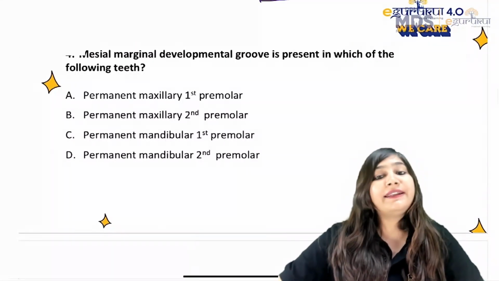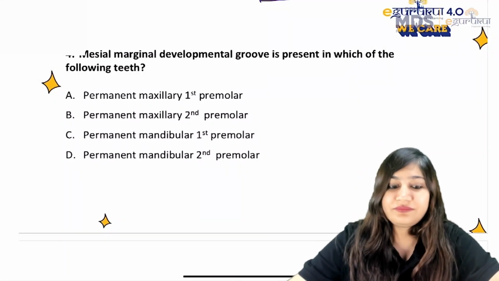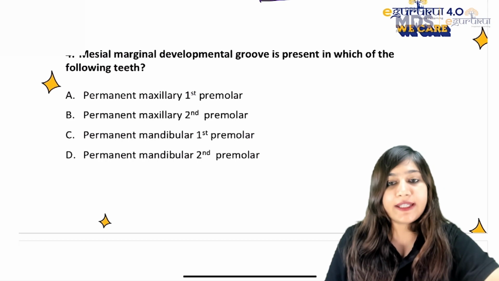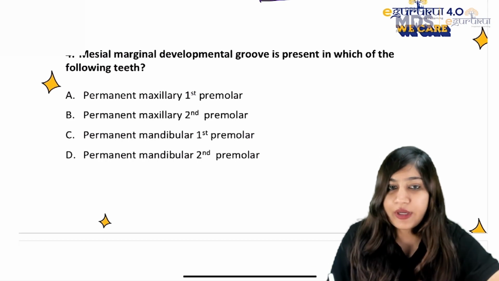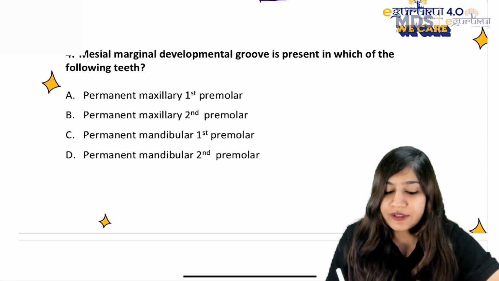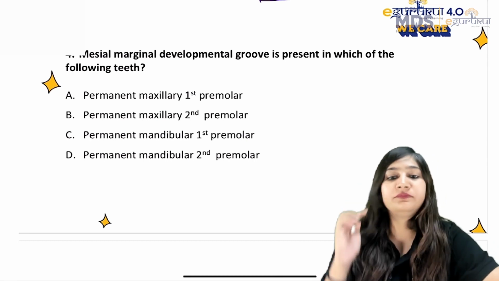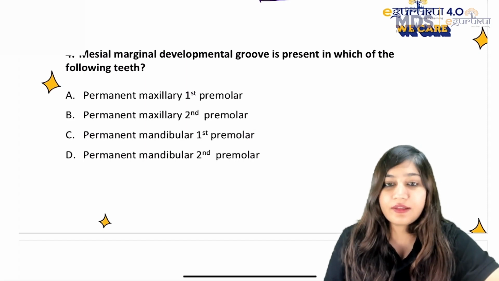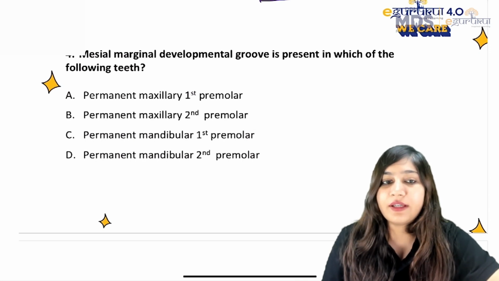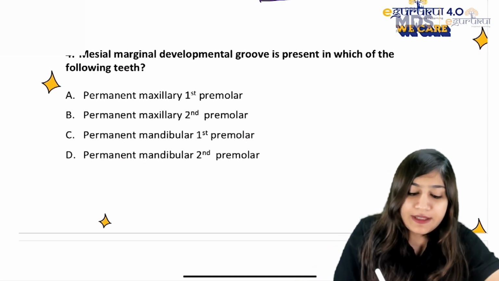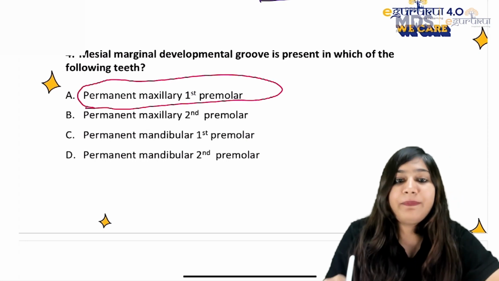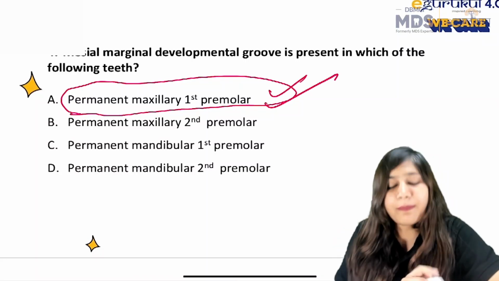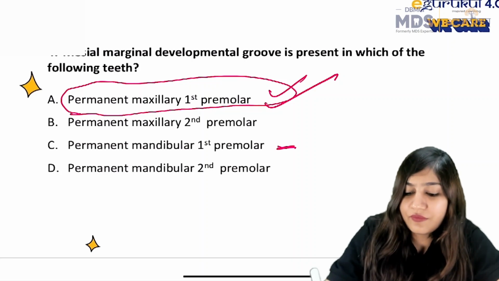Now coming to our dental anatomy question. Mesial marginal developmental groove is present in which of the following teeth? Is it maxillary first premolar, second premolar, mandibular first premolar, or mandibular second premolar? These types of questions are commonly asked. Please remember the grooves. They are very important. Mesial marginal developmental groove is mainly present in permanent maxillary first premolar. In permanent mandibular first premolar, we have which groove?